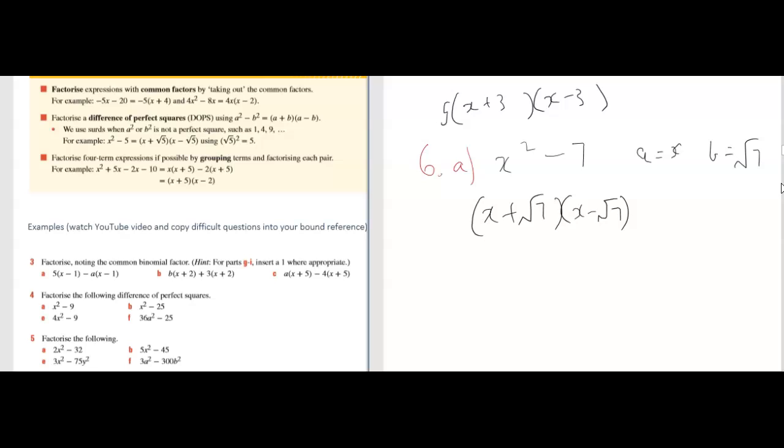So it's pretty much the same as what we did in question 4. We're just not dealing with perfect squares anymore. Okay, so we can just leave them as surds.